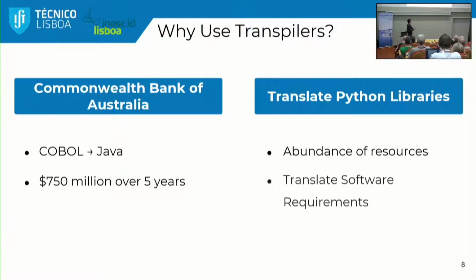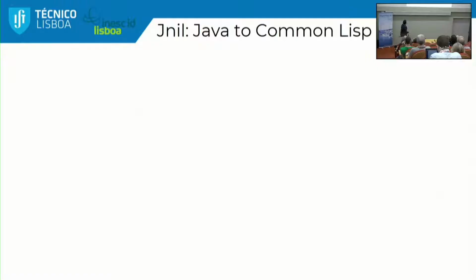And furthermore, you'd also need to worry about translating software requirements from the code in Python to the code in, well, that other language. And clearly, an automated translation tool would benefit this process. So actually, to talk a little bit about JNeil, I introduced this a few minutes ago. And JNeil was a transpiler that translated Java source code to Common Lisp.